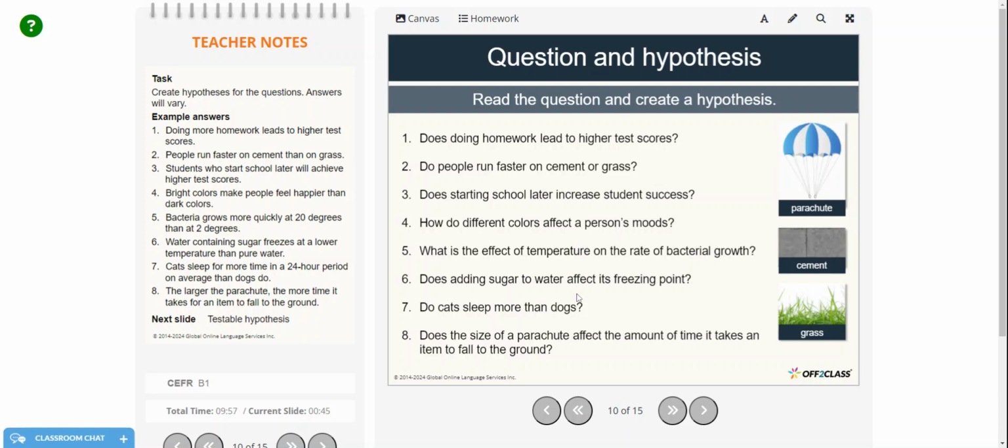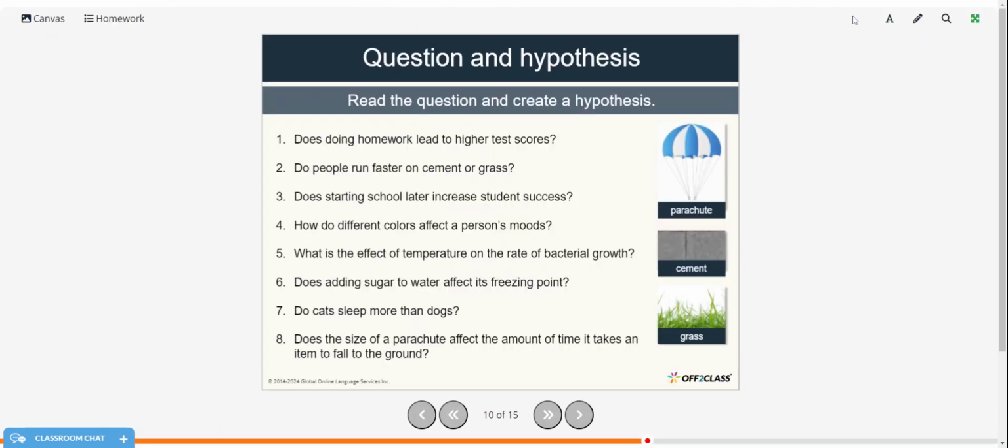Water containing sugar freezes at a lower temperature than pure water. Cats sleep for more time in a 24-hour period on average than dogs do. And the larger the parachute, the more time it takes for an item to fall to the ground. So those are just some possible hypotheses. You might have something different.